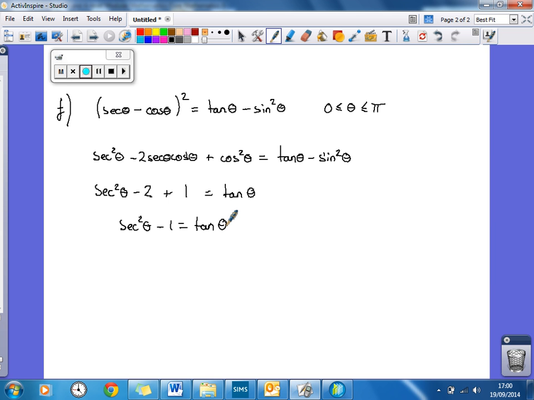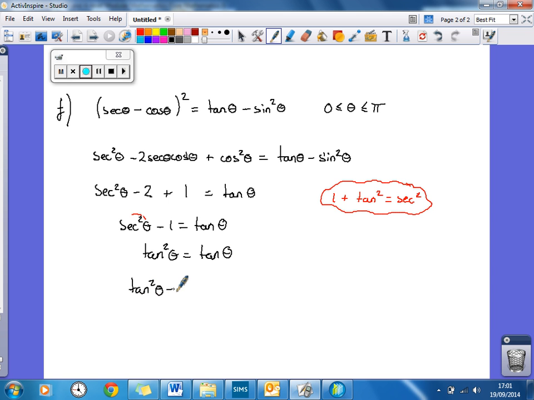I'm looking at that next, I'm thinking, right, where am I going to go? And then suddenly springs to mind, oh, hang on a minute. 1 plus tan squared equals sec squared. So I'm going to replace sec squared with 1 plus tan squared. And then I'm going to have a 1 minus 1, so I'm just going to be left with tan squared theta is equal to tan theta, make it equal to 0. Factorise it. And you have two solutions.